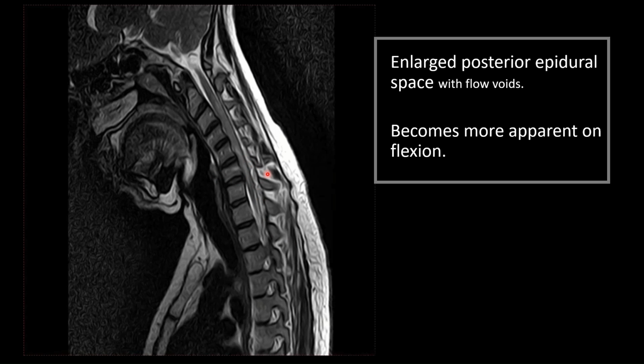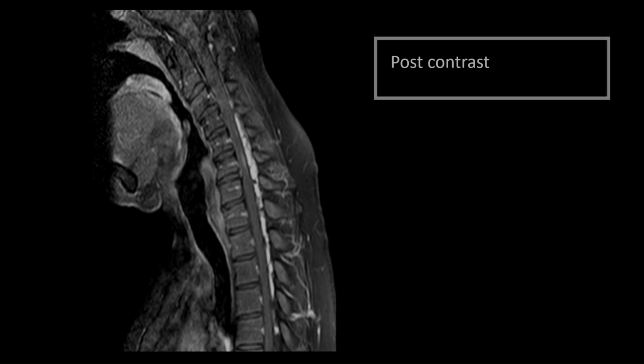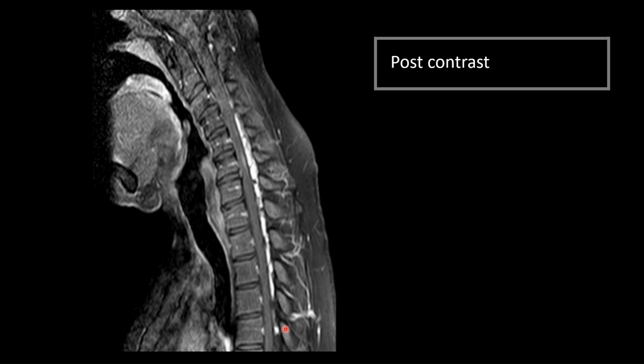Now this posterior epidural space will enhance on contrast. Like this, if you see this whole enhancing thing, this is abnormal. So this more or less homogeneous post contrast enhancement along the posterior epidural space is causing compression of the cervical cord in flexion.